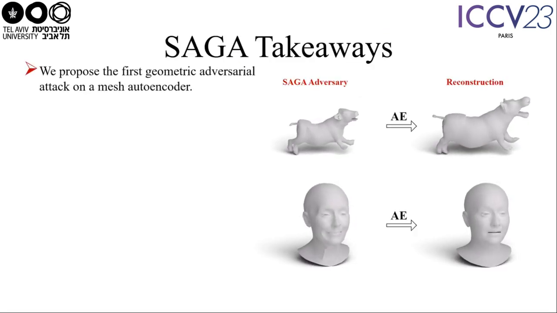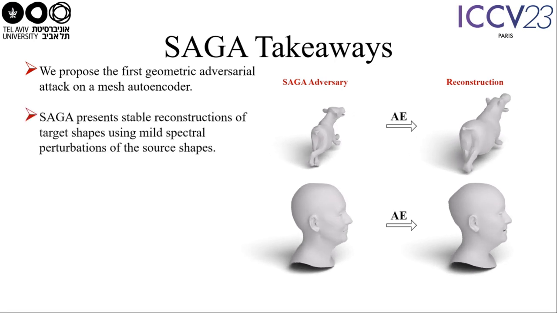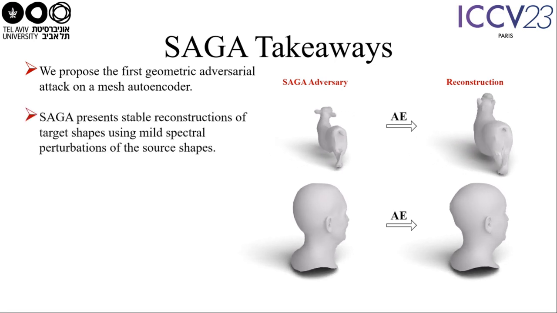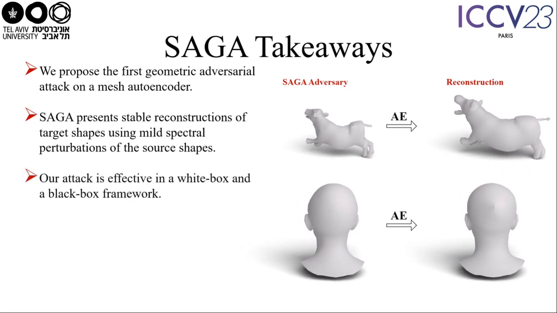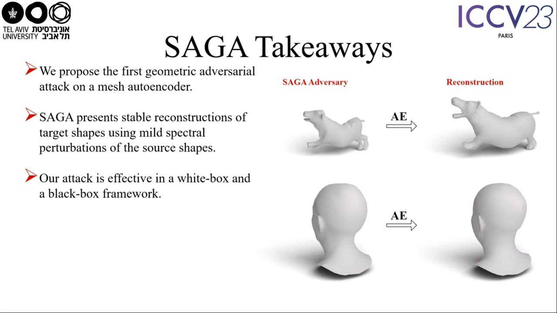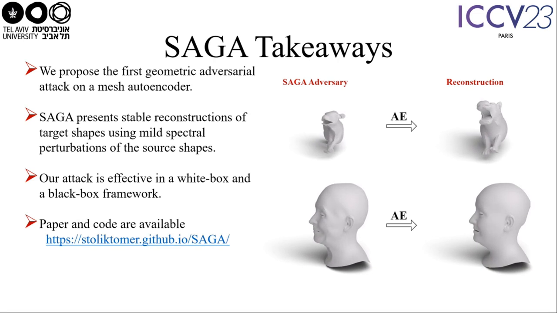To summarize, we propose the first geometric adversarial attack on a mesh autoencoder. SAGA, our attack, presents stable reconstructions of target shapes using mild spectral perturbations of the source shapes. Our attack is effective in a white box and a black box framework. Our paper and code are publicly available.